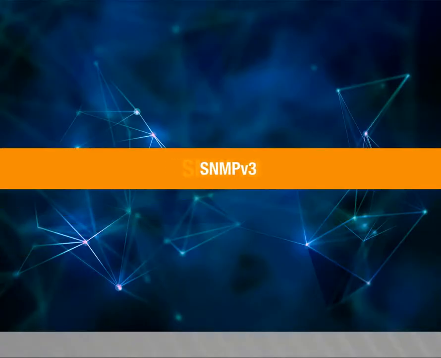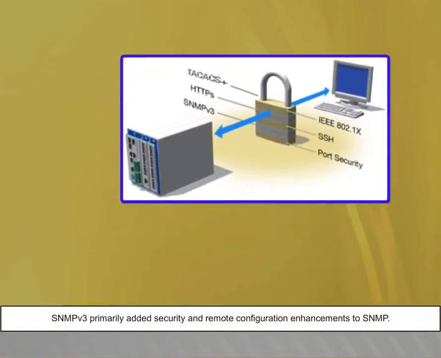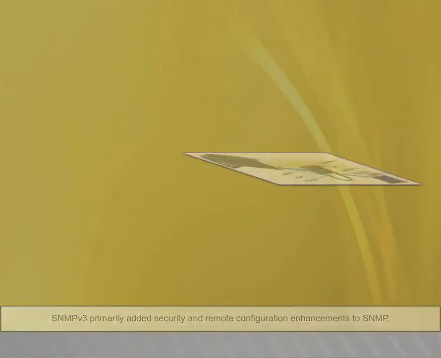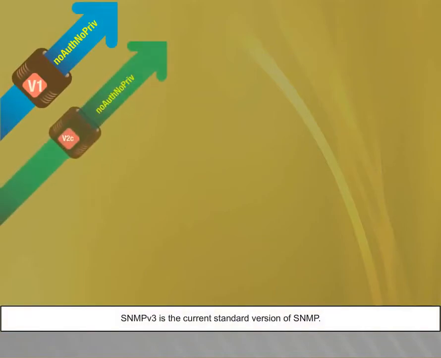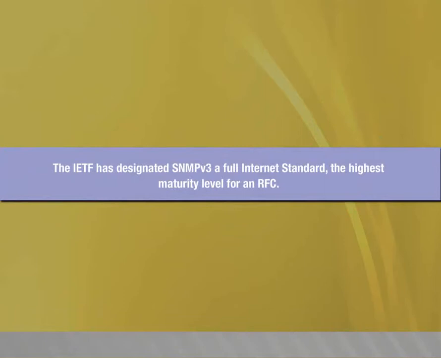SNMP v3. In this video, we are going to see about SNMP v3. SNMP v3 is defined by RFC 3411 to RFC 3418. SNMP v3 primarily added security and remote configuration enhancements to SNMP. SNMP v3 is the current standard version of SNMP. The IETF has designated SNMP v3 a full Internet standard, the highest maturity level for an RFC.